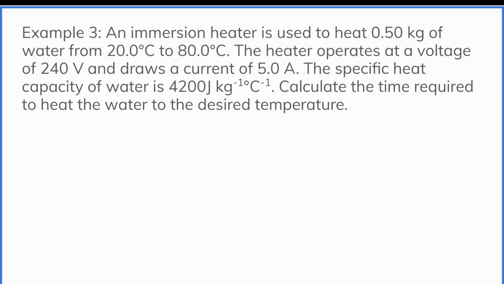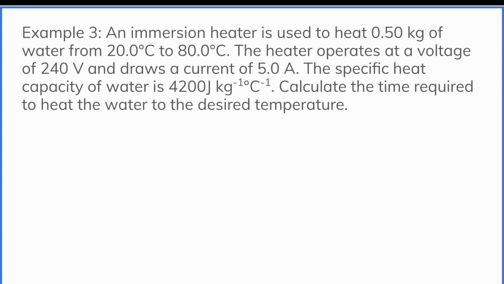So in example 3, we have an immersion heater used to heat 0.5 kilos of water from 20 to 80 degrees Celsius. The heater operates at a voltage of 240 and draws a current of 5 amps. The specific heat capacity of water is 4,200 joules per kilo per degree Celsius. Calculate the time required to heat the water to the desired temperature.